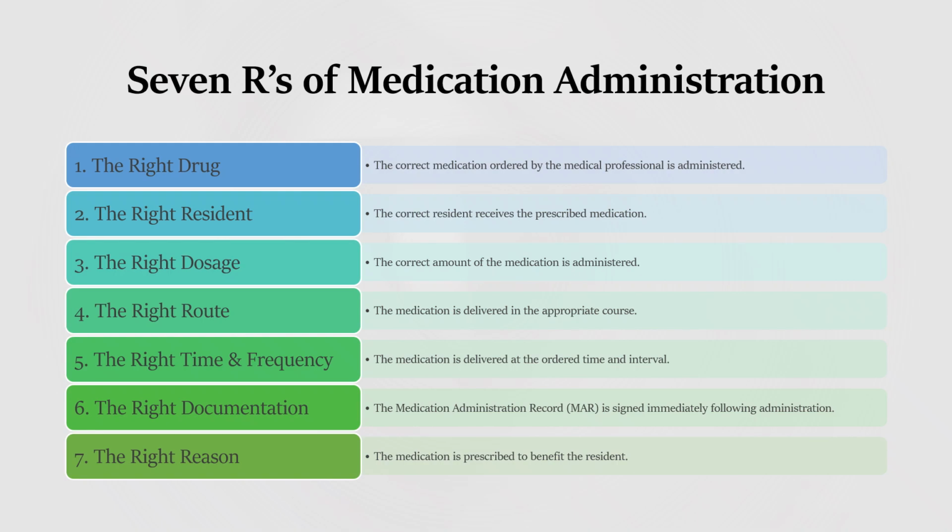Number 5. The right time and frequency. The medication is delivered at the ordered time and interval. Number 6. The right documentation. The medication administration record is signed immediately following administration. Number 7. The right reason. The medication is prescribed to benefit the resident.